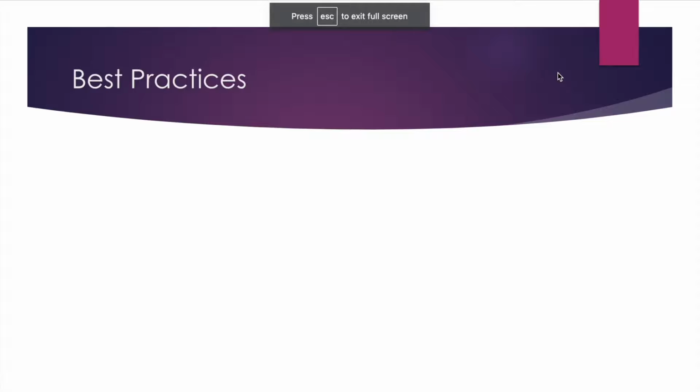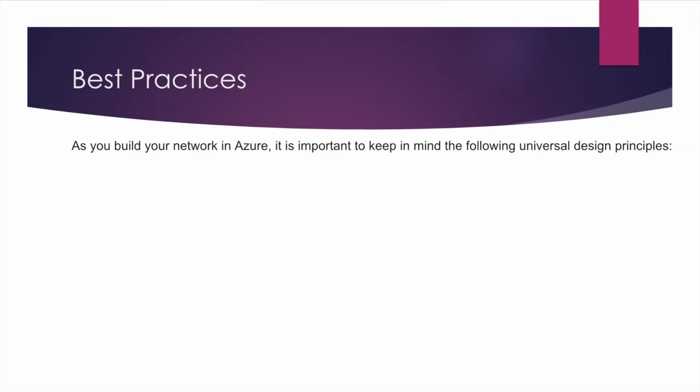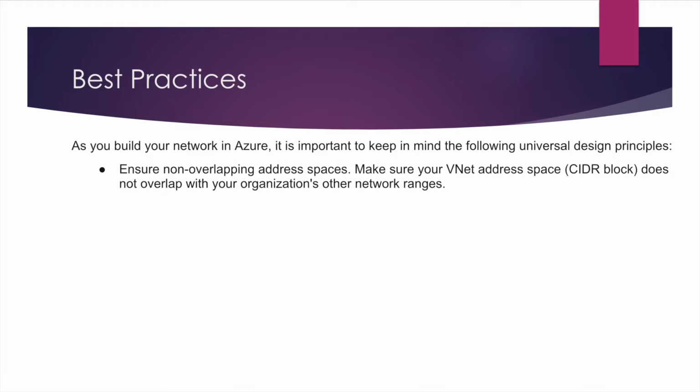Let's look at some of the best practices. As you build your network in Azure, it is very important for you to keep in mind the following design principles. Ensure non-overlapping address spaces. Make sure your VNet address space, the CIDR block, does not overlap with your organization's other network ranges. If you need to know more about CIDR notation itself, you can watch my other video where I explain CIDR in detail.